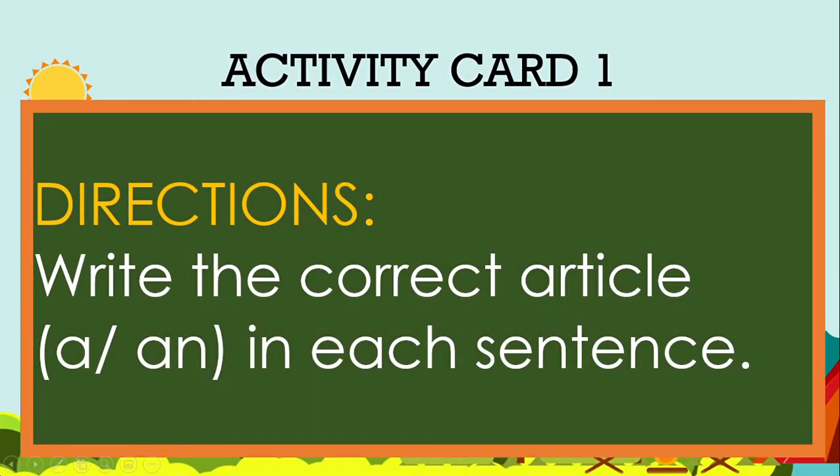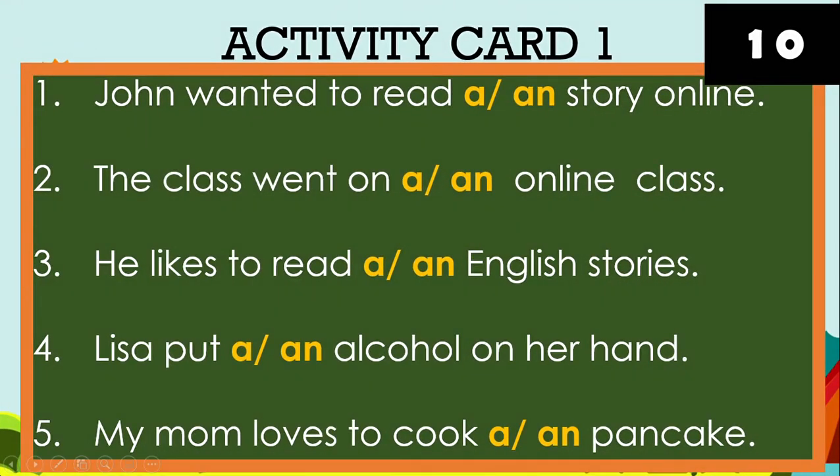Now, for activity card number 1, directions: write the correct article A or AN in each sentence. Okay, so let's underline. Help me determine whether to use A or AN for each sentence. Are you ready? Let's go! Number 1. John wanted to read blank storyline. So what are we going to use? A or AN? Comment your answer below.